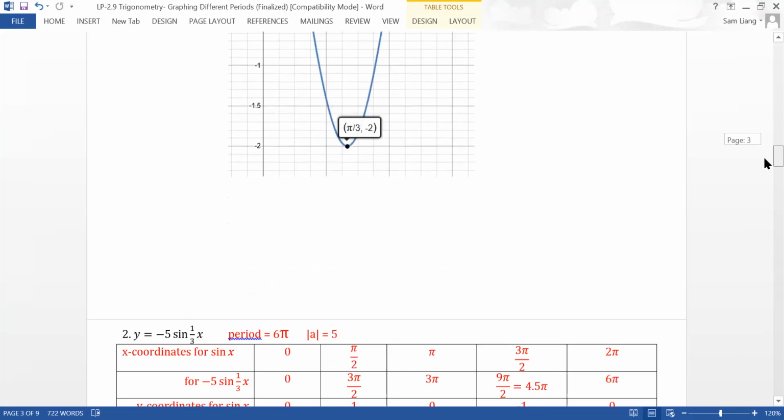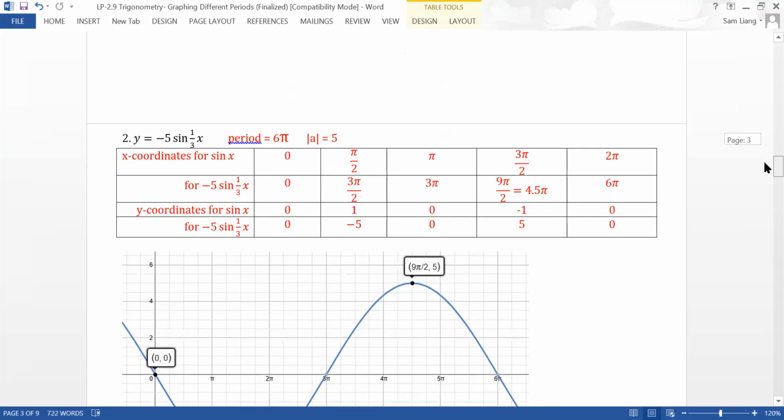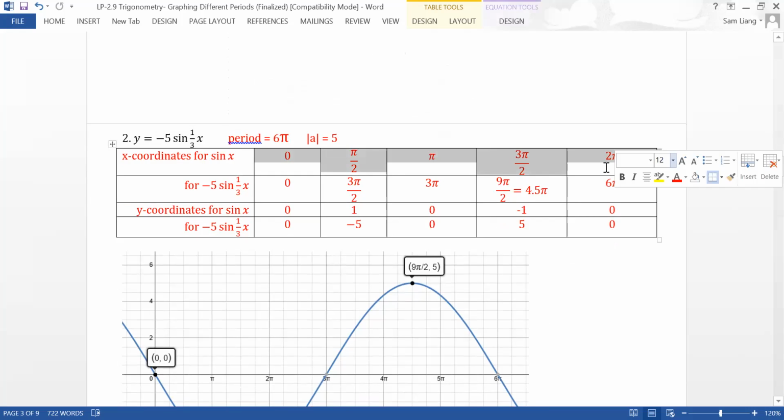Next we have negative 5 sine 1/3 x equals y. So the period is going to be 2 pi divided by 1/3, or 2 pi times 3, right? So that'd be 6 pi. And then the absolute value of negative 5 is 5. So the amplitude is 5. Okay. All right, so same first row, 0 to 2 pi.